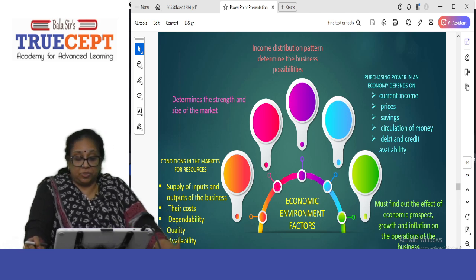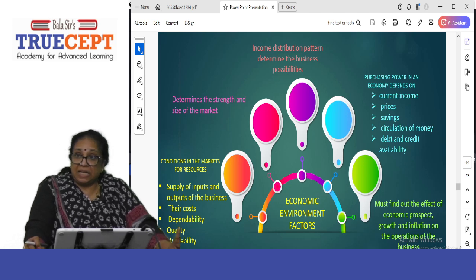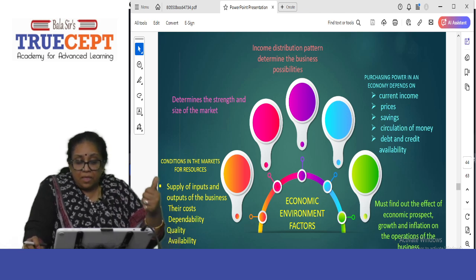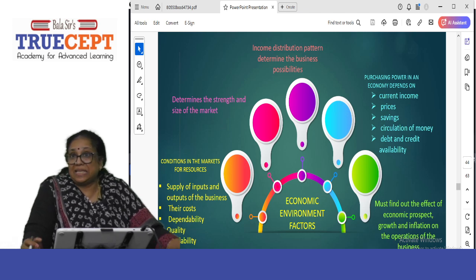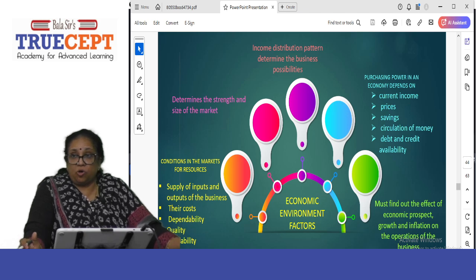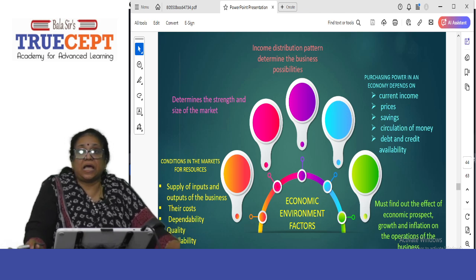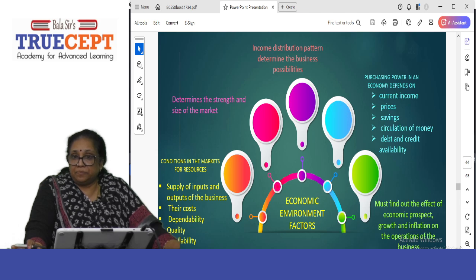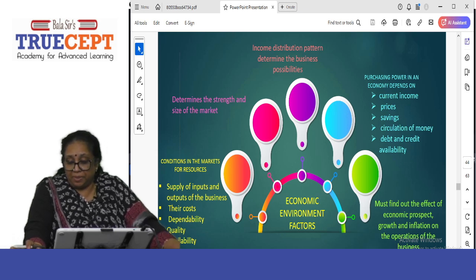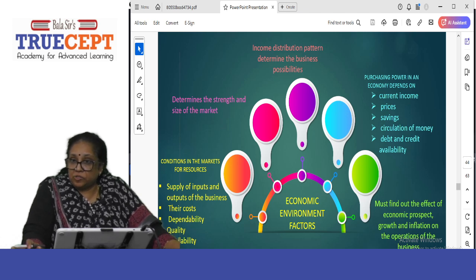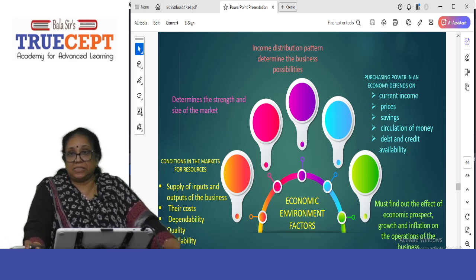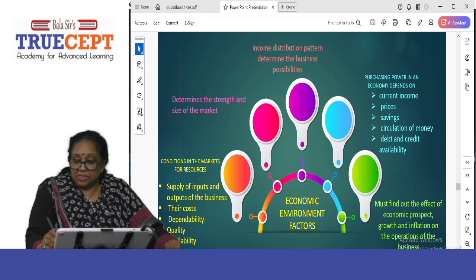The supply of inputs and outputs of the business, their cost, whether he can regularly get the supply, the condition of the market and the resources, and determine the strength and size of the market, whether he can sell there. So these are the economic environment factors. So please again approach the question from Yash and Company's viewpoint, where you talk about whether Bengaluru has the purchasing power in the economy, the economic prospects for Yash and Company to grow, the continuous supply of resources to Yash and Company, the size of the market share, the income distribution pattern. These are the economic factors.